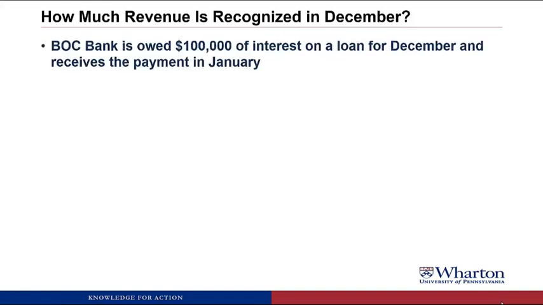BOC Bank is owed $100,000 of interest on a loan for December and receives the payment in January. The answer is $100,000. BOC Bank has earned the interest revenue by providing the money outstanding to its customers. It's provided a service. Presumably, there's some kind of payment schedule with the customer who borrowed the money on when they should pay, so we can consider it realized. And so BOC Bank can book $100,000 of interest revenue in December, even though they won't get the cash payment until January.